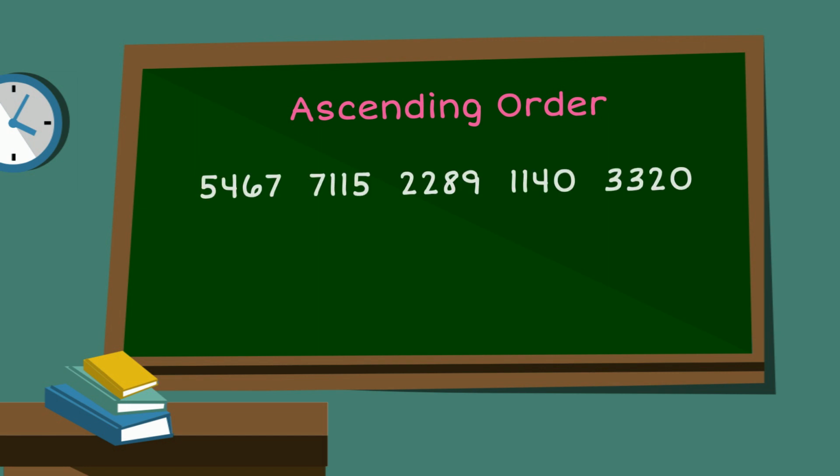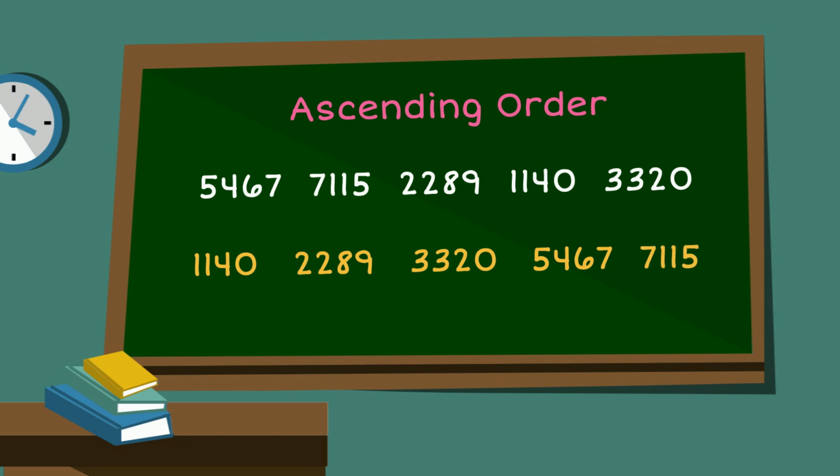Look at the numbers shown. Let's put them in ascending order. So we will start from our smallest, which is 1,140. Next in line for our smallest number would be 2,289, followed by 3,320, then 5,467, and finally 7,115. We did it! So we went from this lineup to ascending order, starting with our smallest.